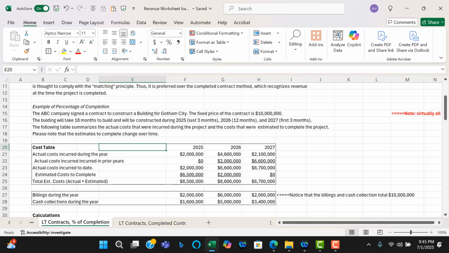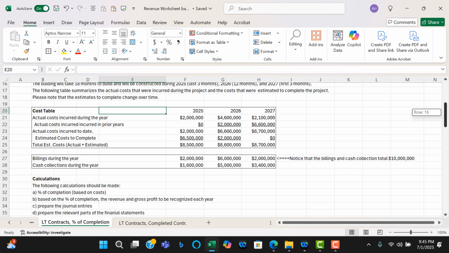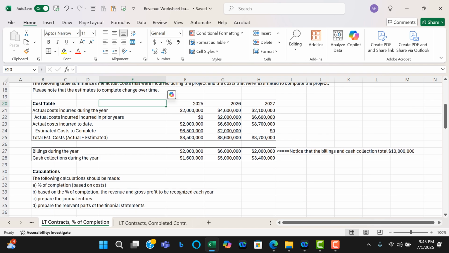They total 10 million. They come to that $10 million fixed price contract. And these are the cash collections from the city during the year. Notice these total 10 million too. So this is just accounts receivable and the cash is collected receivables. Okay, now here are the four things that we're going to ask you to do on percentage of completion.